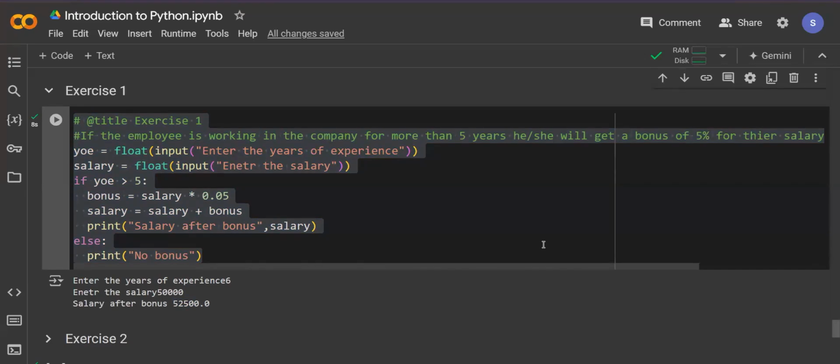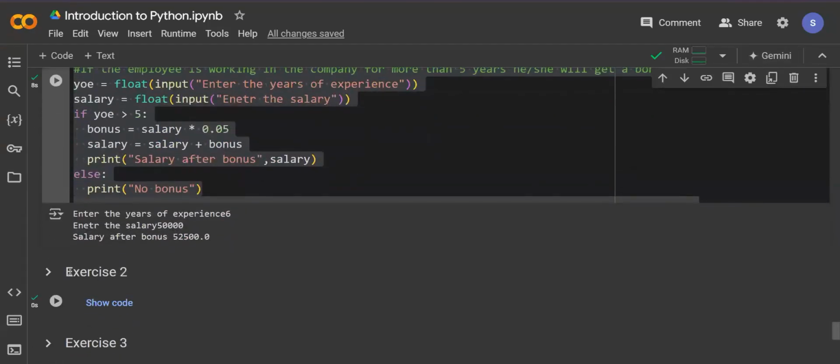Okay, perfect. Please give a thumbs up if there are no doubts. Okay, Garima, Sakshi, whoever else, please give a thumbs up so that we can move to the next exercise. Okay, perfect. Let's move on to the next exercise, exercise number 2.